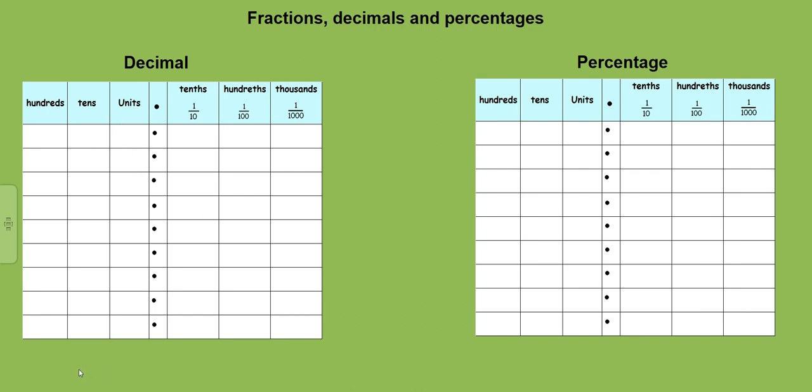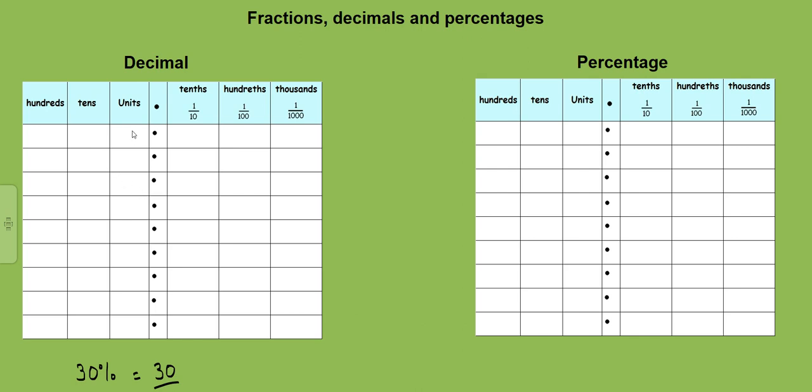We know that if we take something like 30%, 30% literally means 30 over 100, out of 100, or divided by 100, whichever way you want to say it. So the number that we show in front of the percentage is the numerator part, and it's showing us the number before it's divided by 100.